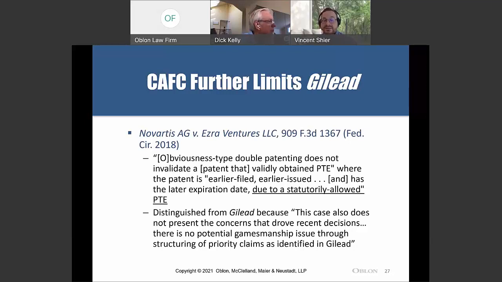The patent term extension is really a statutory question. Its calculation is based squarely within the statute, and the gamesmanship component doesn't play a part in that.